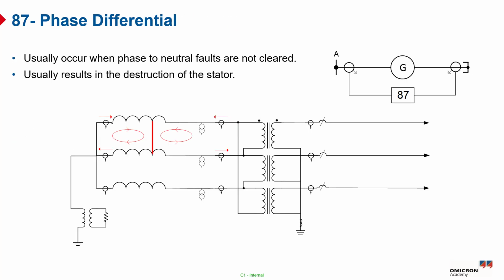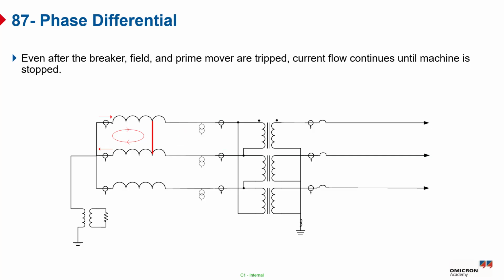The phase differential protection, or the 87 phase element, is designed to detect internal faults within the generator stator winding. These faults often occur when a phase to neutral fault is not cleared quickly, allowing the damage to spread. If such a fault persists, it can lead to severe overheating and usually results in the destruction of the stator. That's why differential protection is one of the most critical and sensitive protection schemes for generators. Even after the generator breaker opens, and both the field excitation and the prime mover are tripped, the current doesn't stop immediately.